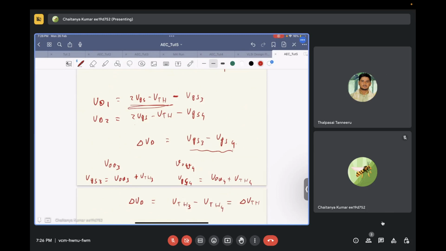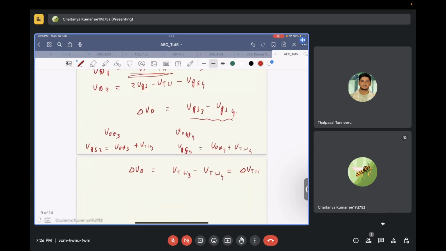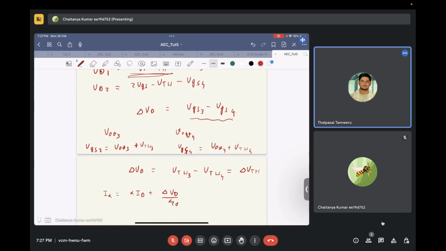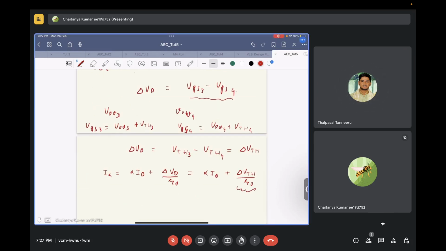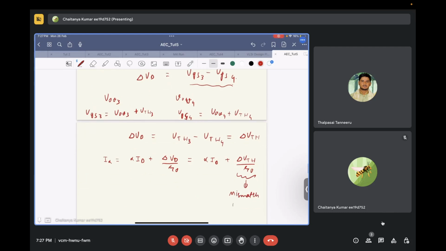If delta VD is this, then what is the error in the current? What is the final current? That was alpha times ID plus delta VD by R naught, right? Yes, sir. That is equal to alpha times ID plus delta VTH by R naught. So this is basically the effect of mismatch in M3 and M4.